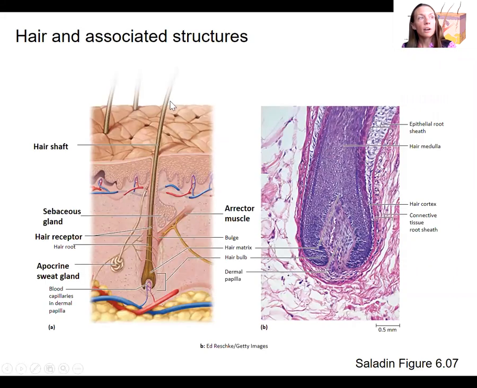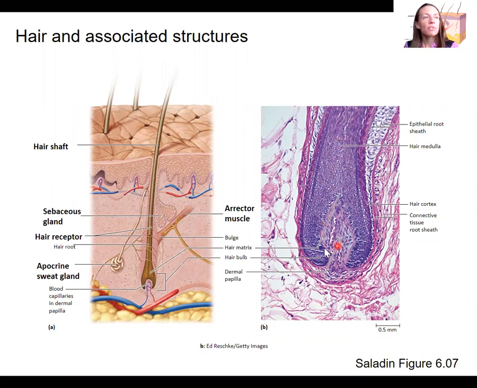So here is a hair. There's a lot of anatomy of the hair that I'm not going to go over in all the detail. I'm not going to test you on this stuff. However, some of these terms are things that you'll use in the future. So the outside of the hair is the cortex. The inside is the medulla.